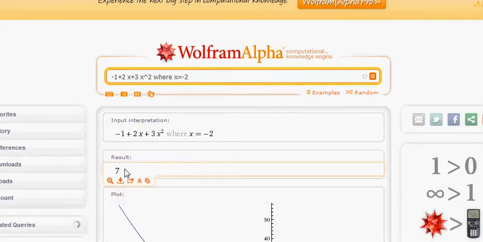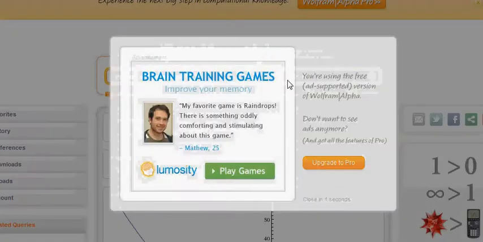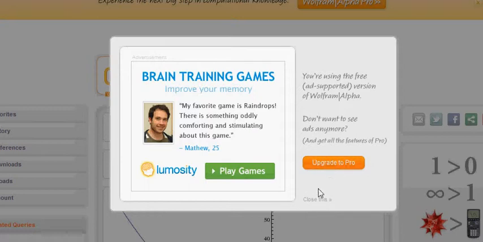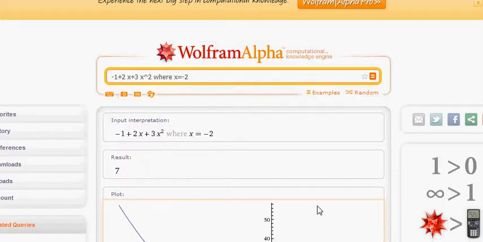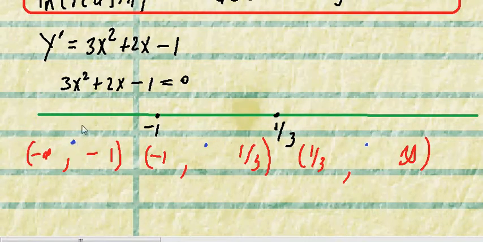Now this is a positive number. The number 7 is a positive number. So right away, sorry, I'm not upgrading to Pro yet. Because I got a positive number here, when I evaluated the number negative 2, that means that the function is increasing in this interval between negative infinity and negative 1.